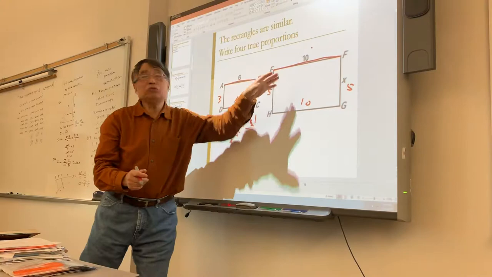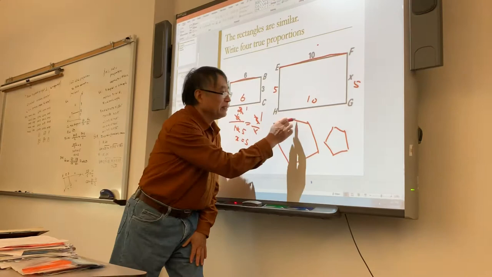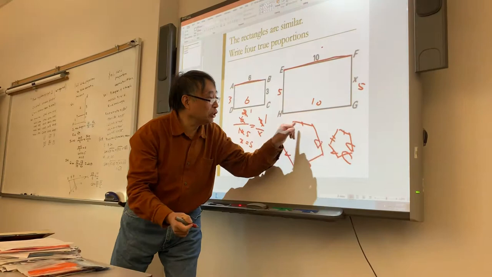But if this is a pentagon, you have to prove every corresponding side. This side, this side, this side, this side, this side, and this side. And you have to prove every corresponding angle congruent. So lots of work. Do you understand, please? Good.